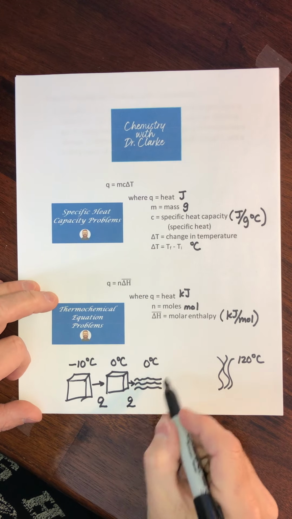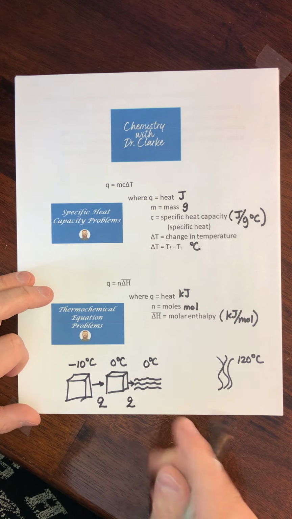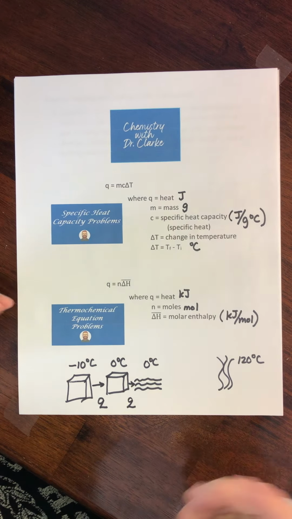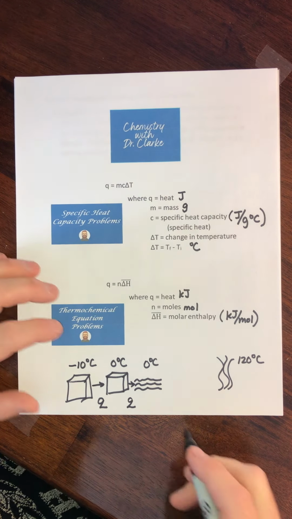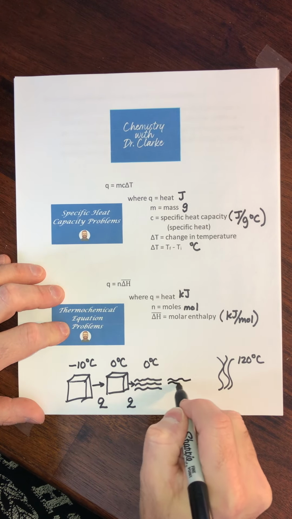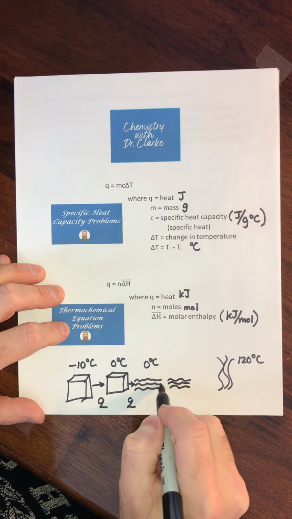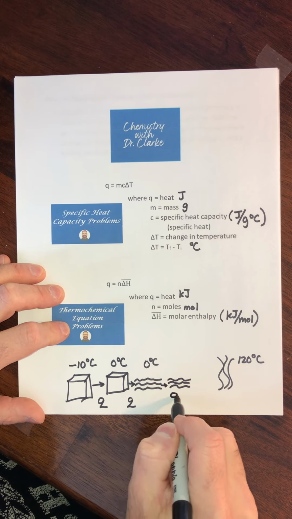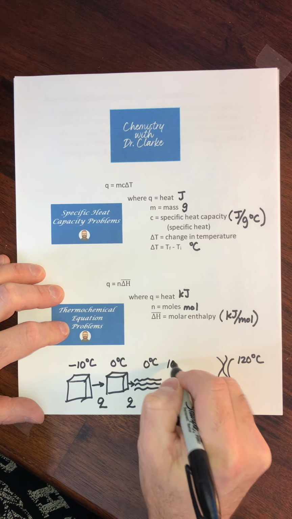Now, if you want to warm up your water, right, because it's 0 degrees, if you're going to put it in a pot and use it to cook something, you're going to have to warm that water up. So I'm going to add some heat to that water to warm it all the way up to 100 degrees.